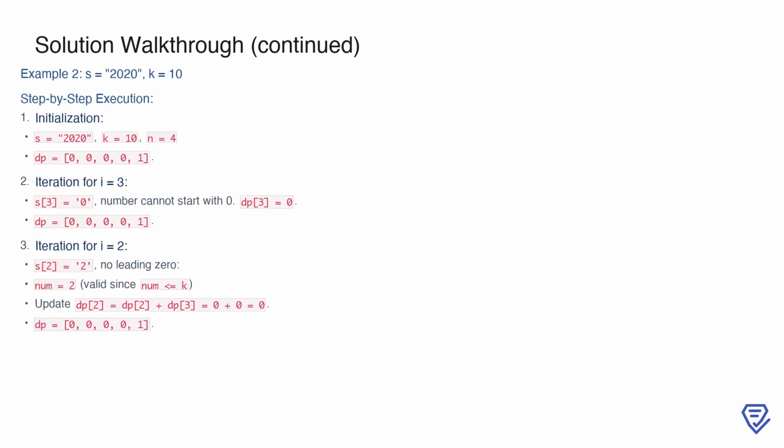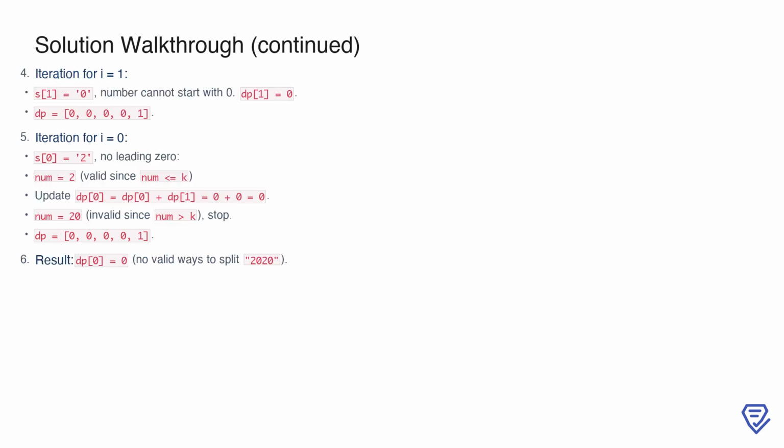In the second example, we work with the string 2020 and k equals 10. The initial dp array is set to 0, 0, 0, 0, 1. For i equals 3, the character is 0, and since a number cannot start with 0, dp[3] remains 0. Moving to i equals 2, the character is 2, which is valid. We compute the number 2, find it is less than or equal to k, and update dp[2] by adding dp[3]. However, since dp[3] is 0, dp[2] remains 0. At this stage, the dp array is still 0, 0, 0, 0, 1.